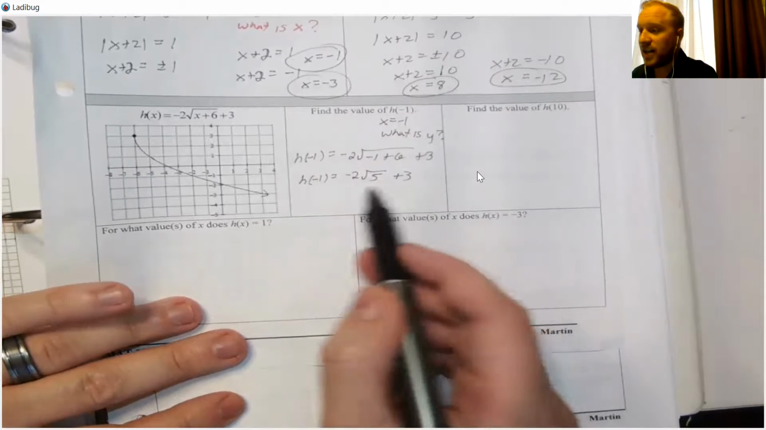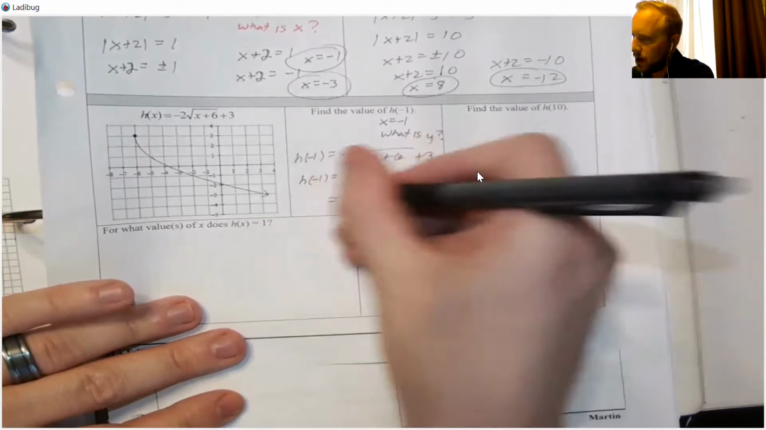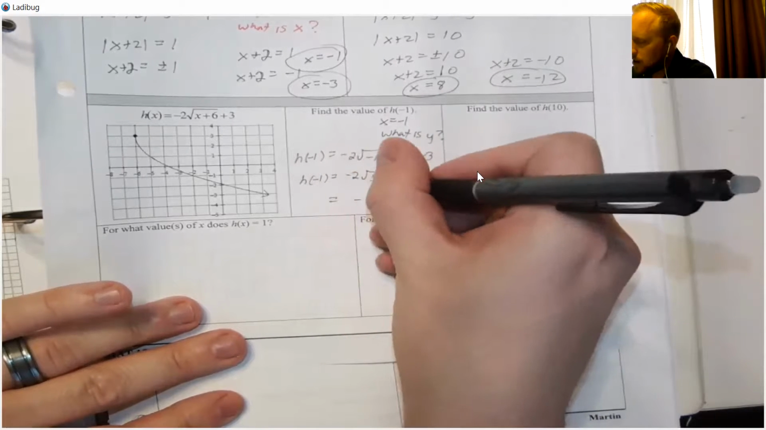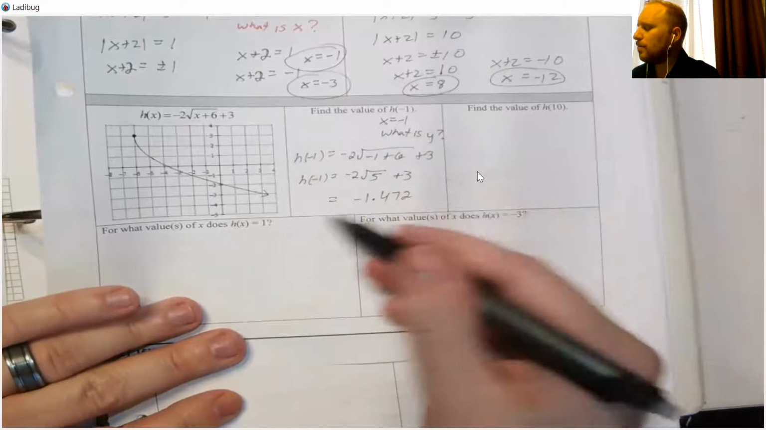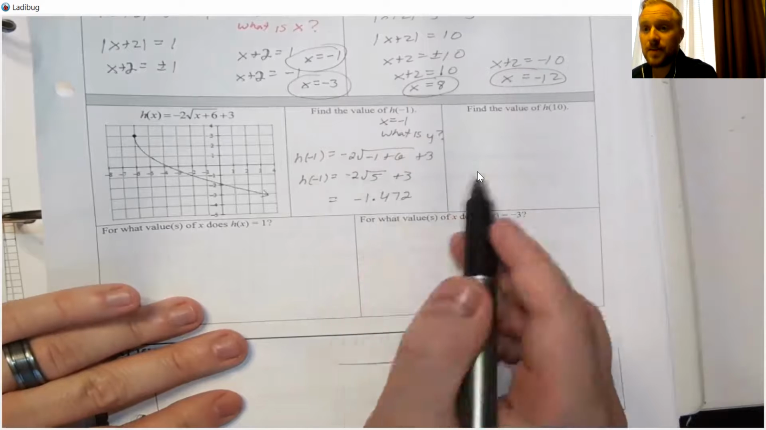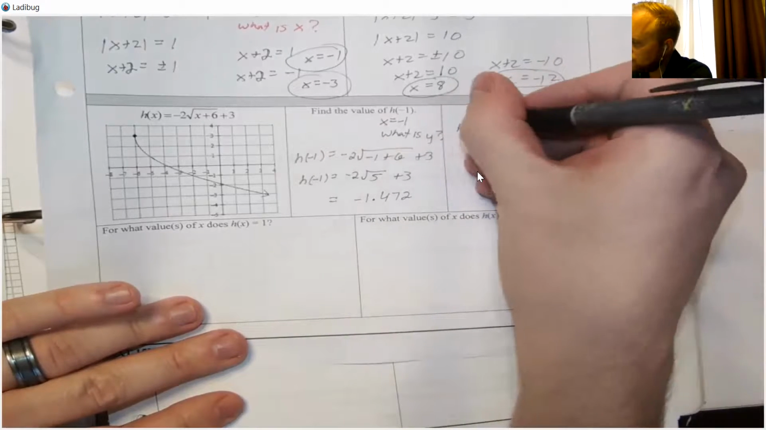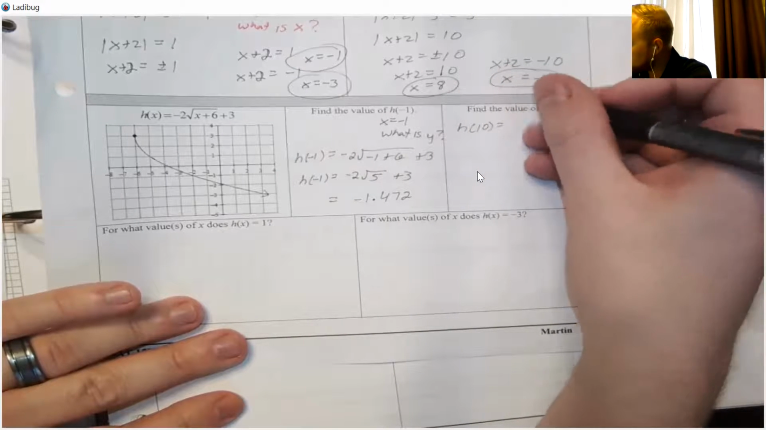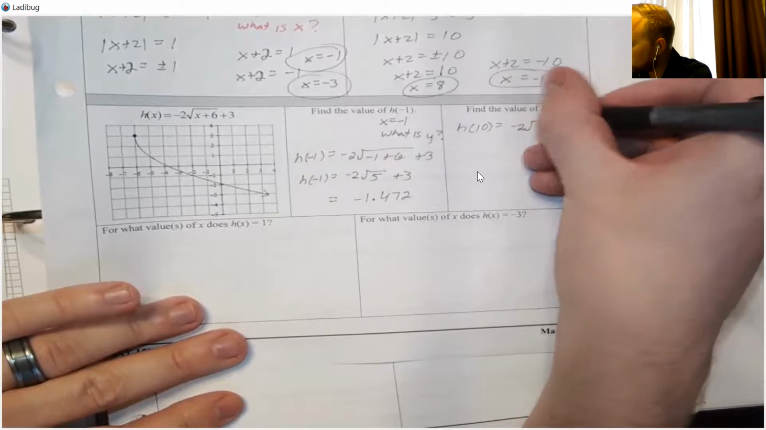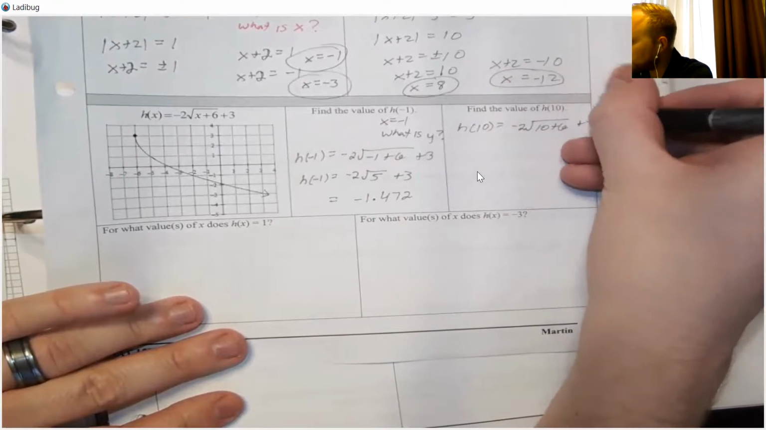We could put this in our calculator. So we could put this on the right side in our calculator, and it comes out to -1.472. Okay, so practice putting these complex numbers in your calculator. Now let's do h of 10. Plug a 10 wherever we see an x. So this is -2 square root of 10 plus 6 plus 3.